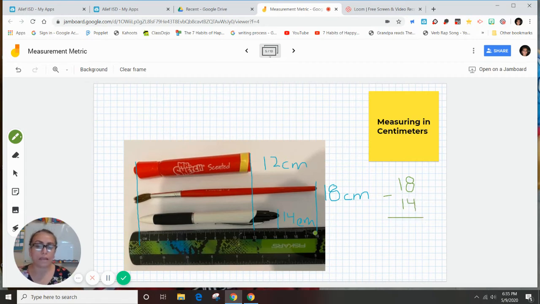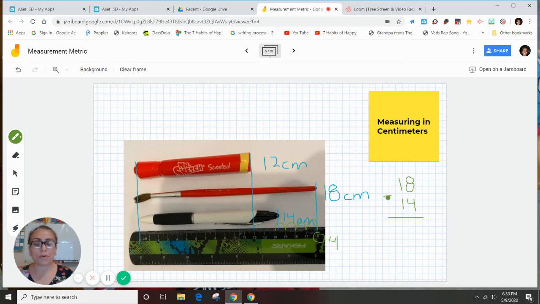I can do it with 18 centimeters, the paintbrush, minus the measurement in centimeters that the pen is, which is 14. I'm going to show you first with the jumps. So let's say we're at 14, about 14 centimeters long, the pen. So I'm going to count 1, 2, 3, and 4 jumps all the way to 18. Okay, so I said it was 4.